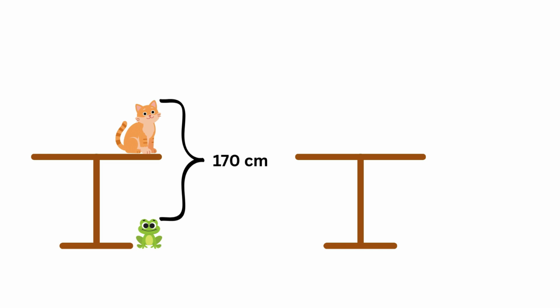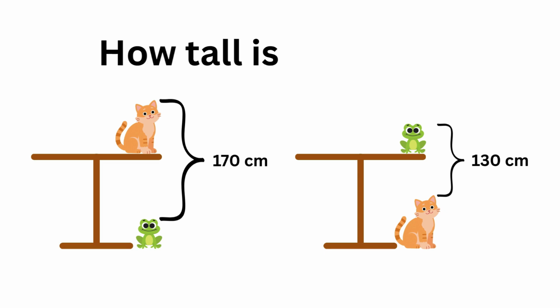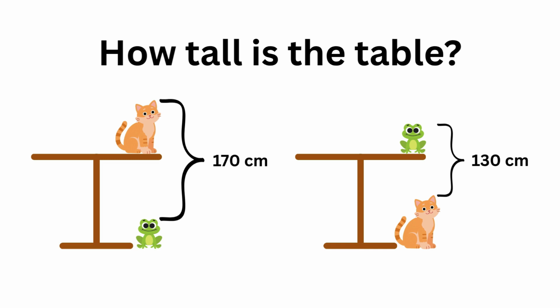The animals switch places. This time, the frog is on the table and the cat is standing on the floor. Now the distance between the tops of their heads is 130 centimeters. The question is, how tall is the table? Can you solve it? Okay, let's solve it step by step.